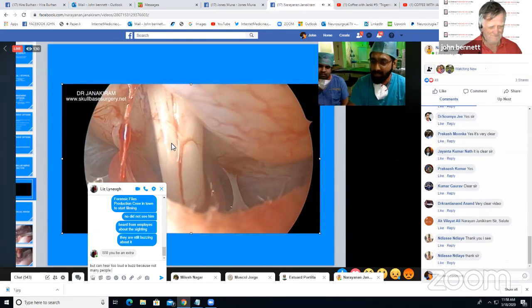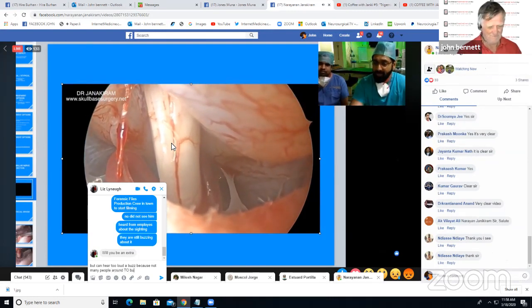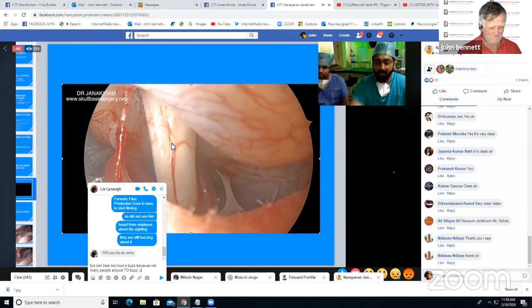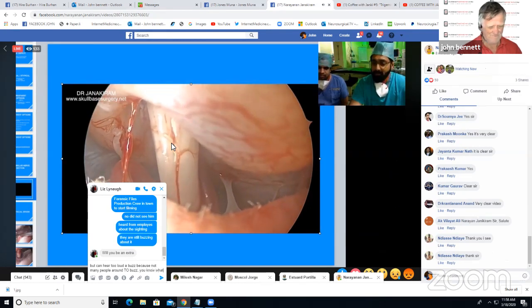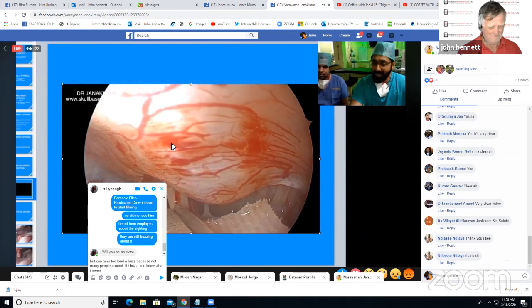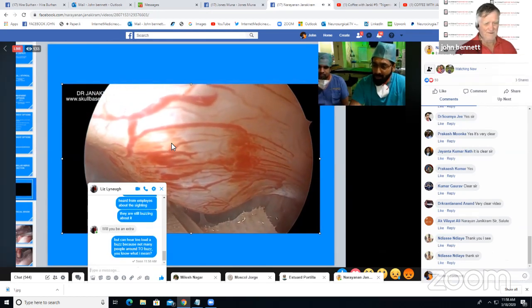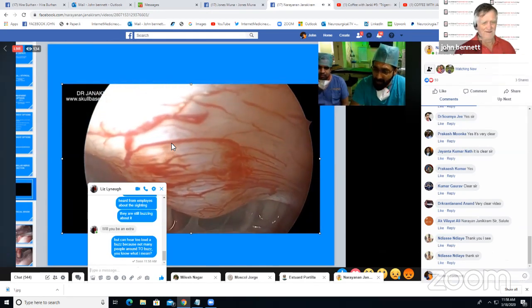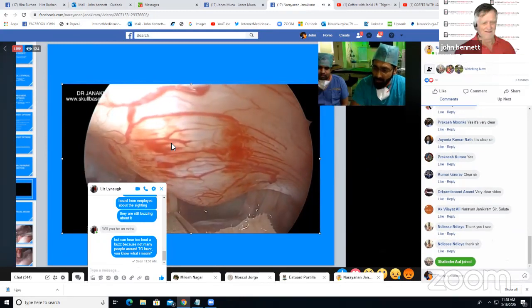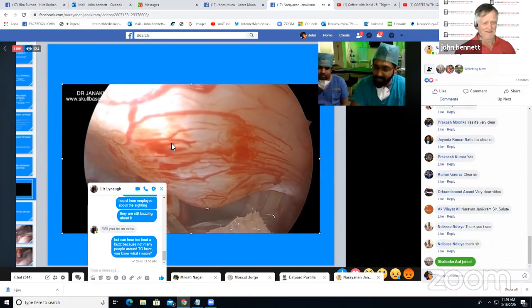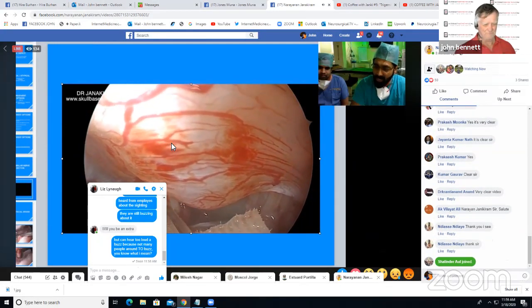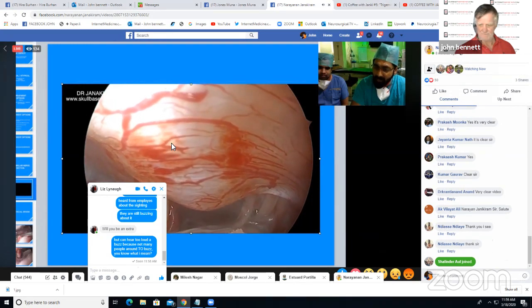Now you can see actually that's the 7th nerve. The 8th nerve. The 7th nerve is anterior to it. And you can see now there is a vessel in between those two. So that separates. See the vestibular nerve is above. The cochlear nerve is below. We are going to do a vestibular nerve section. So we are gently cutting off the vestibular nerve.